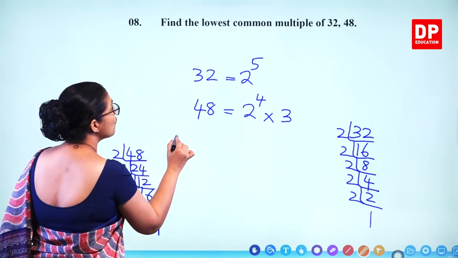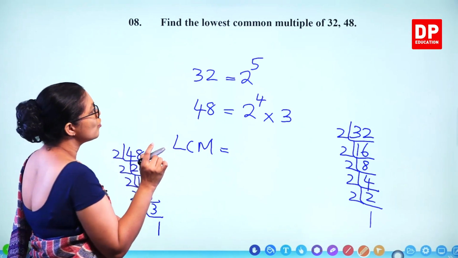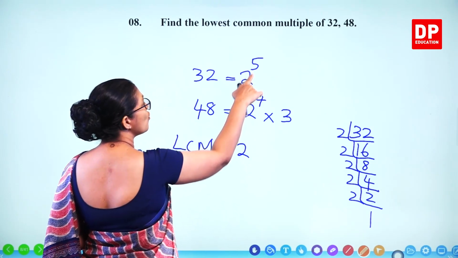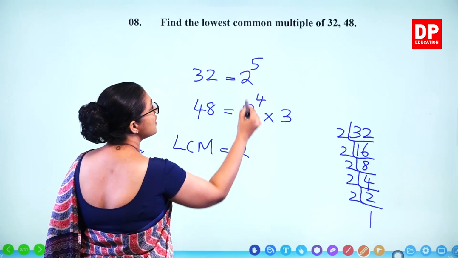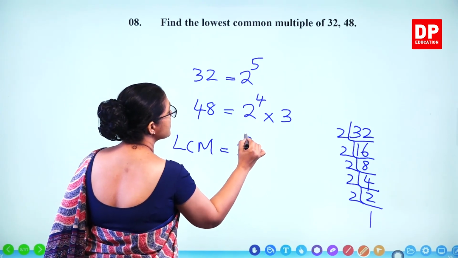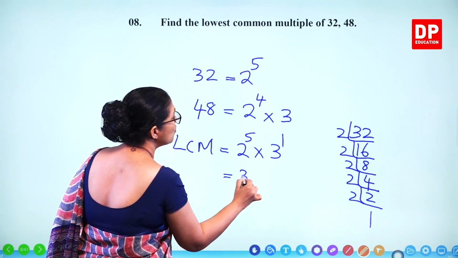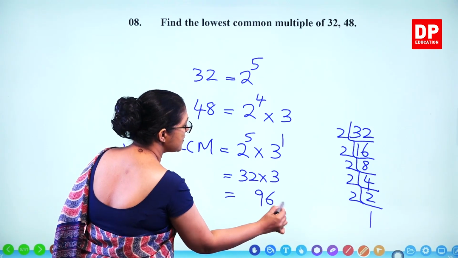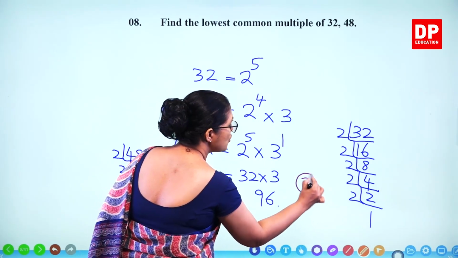Now, to find the lowest common multiple, or least common multiple, you take the different bases with the maximum powers. So when you take the base 2, power 5 is the maximum. Base 3, power 1. So 32 times 3, 96 is the lowest common multiple. You get 2 marks.